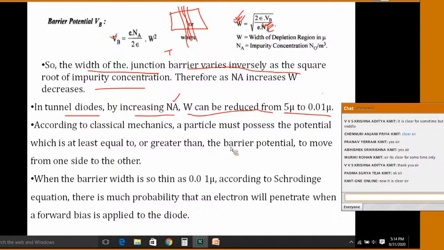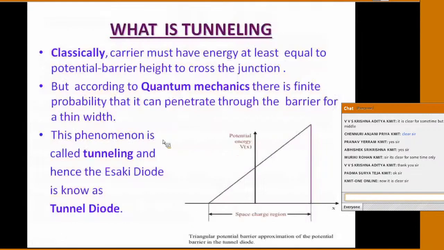That current is due to the tunneling of your charge carriers. Now, why does tunneling take place? Because there is a small depletion layer. Due to the thin depletion layer, the electrons can penetrate from one region to another region. That concept we call the tunneling mechanism. Now, what is the tunneling mechanism?